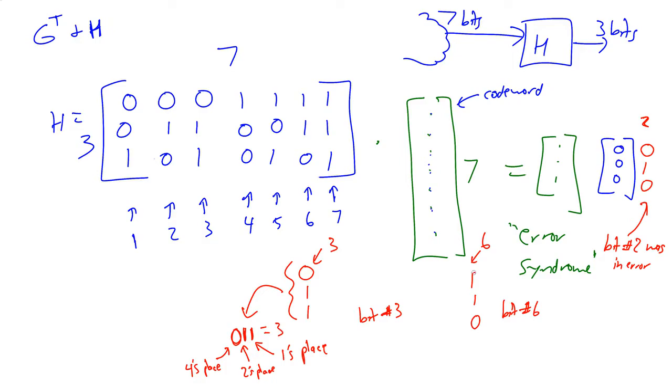And here we say we have 1 in the 4's place, 1 in the 2's place, 0 in the 1's place, therefore this is the number 6. So that's how you convert the binary thing, right?